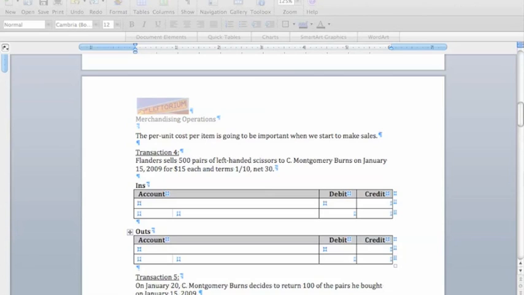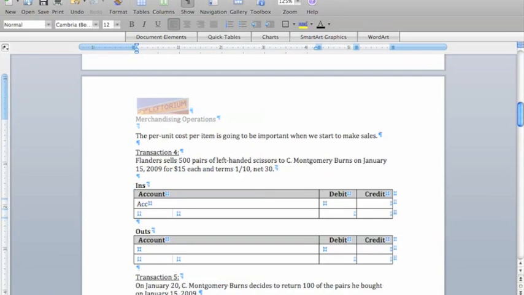Since we sold 500 pairs of scissors at $15 a piece, we will debit accounts receivable for $7,500, and then we'll end up crediting sales revenue for that same $7,500. So note that since Mr. Burns could take the discount, but we don't know if he will or not, we're recording this transaction at gross amounts. Also note that the debit to accounts receivable is our balance sheet component of things, and our credit to sales revenue is our income statement component of things.